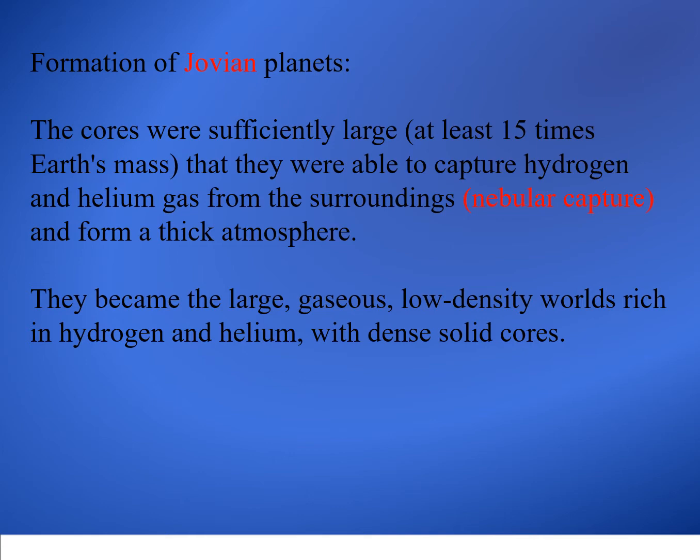And they were able to capture that hydrogen and helium from the surrounding. We call that the nebula capture. And it formed a thick atmosphere around those cores. They became the large gas giants. They're also low density because of that gas. And they're rich in hydrogen and helium, which are very light gases. And this is because of their dense solid cores.